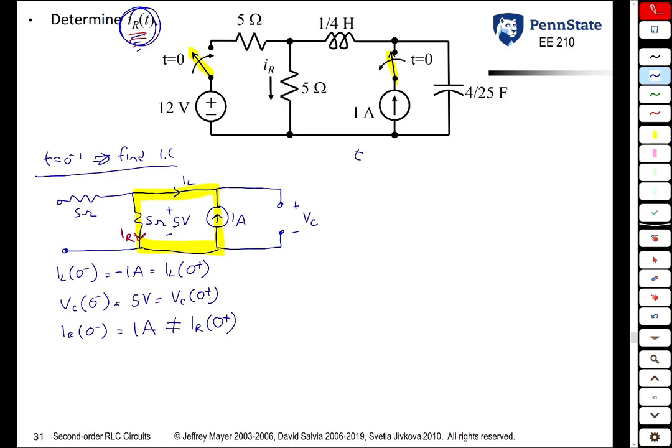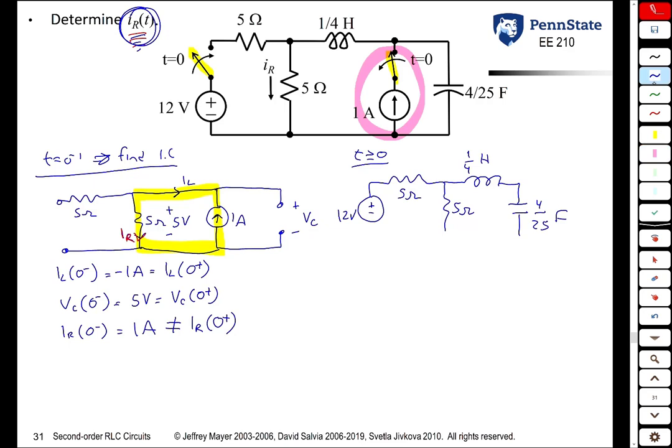Now you redraw the circuit for t greater than or equal to 0. For t greater than or equal to 0, now this 12 volt source is present. You have a 5 ohm resistor. You have this 5 ohm resistor. The inductor is no longer a DC short. The capacitor is no longer an open circuit. And notice that this current source is now disconnected, so it's not there at all.